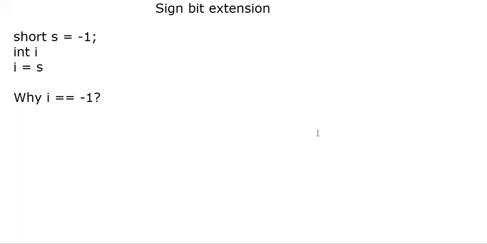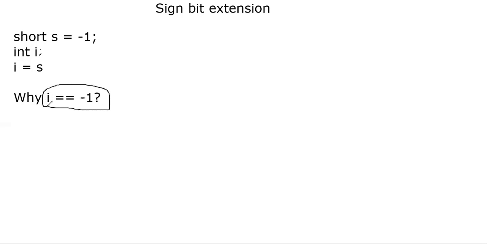In this segment, I wanted to quickly show you why sign bit extension works. Meaning, suppose a short integer S is -1, and you have another integer I. Somewhere down the line, I is assigned to S. Why would the value of I also be -1? That's the question we are trying to answer in this segment. All right, let's try to prove why I is -1.